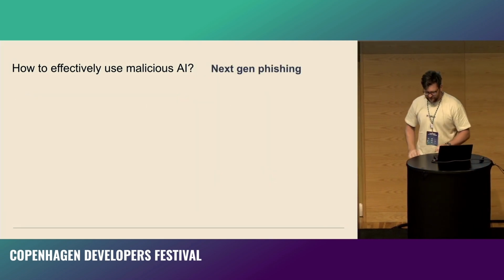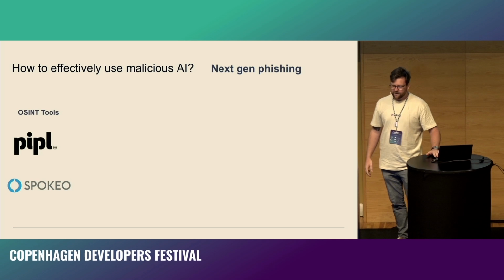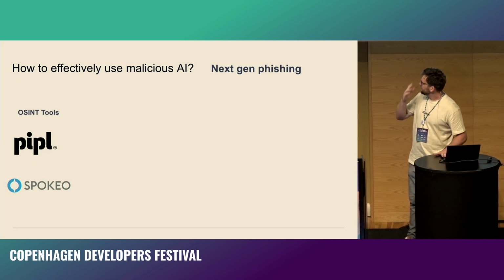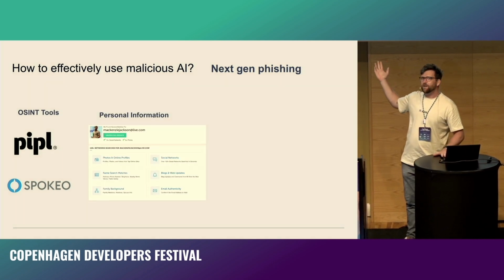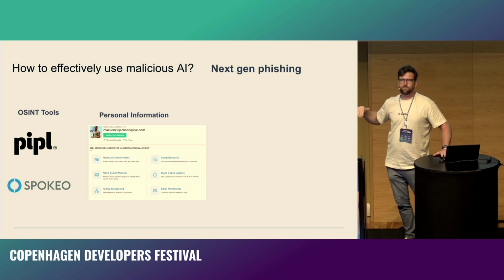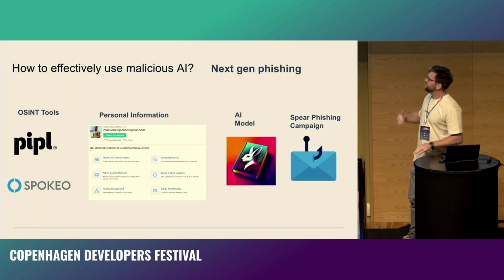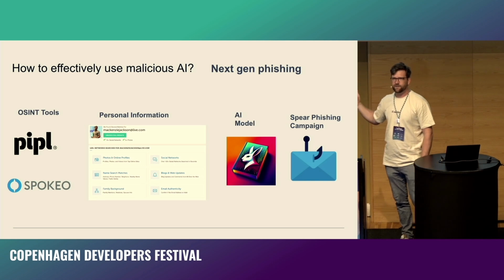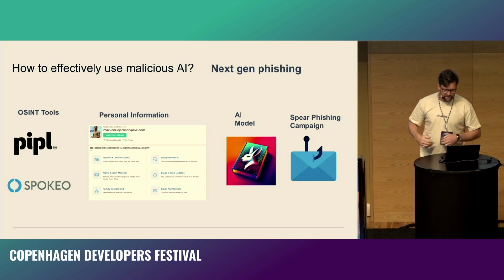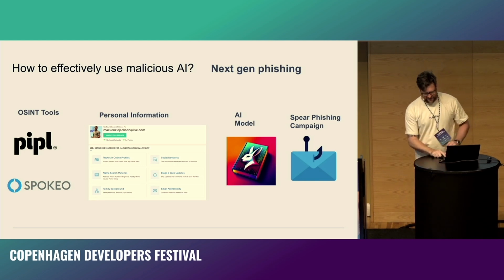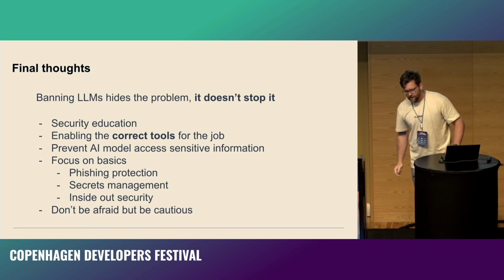There are some other ways, like next-gen phishing. You can plug in open source intelligence tools like People. It's scary what they find about you, but it knows my job, my address, everything. Then you put that through an AI model to create a very targeted, programmatic phishing or spear phishing email campaign. So these are some of the techniques that attackers are using.